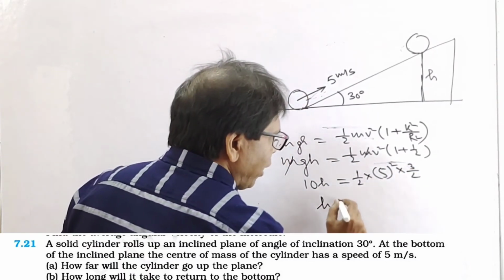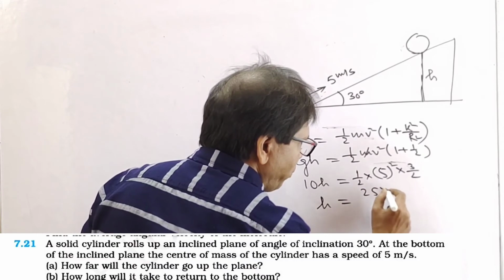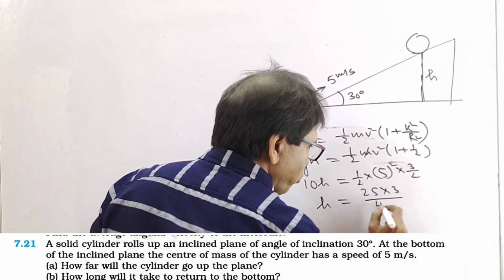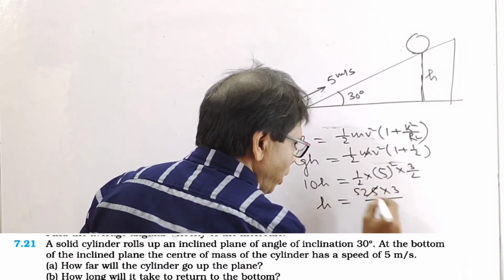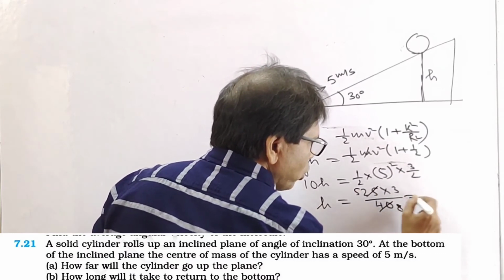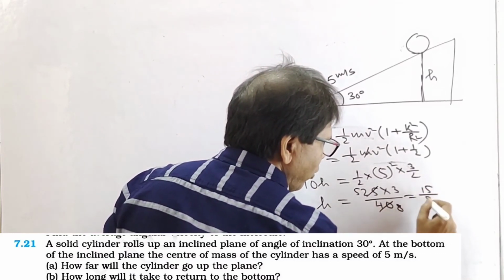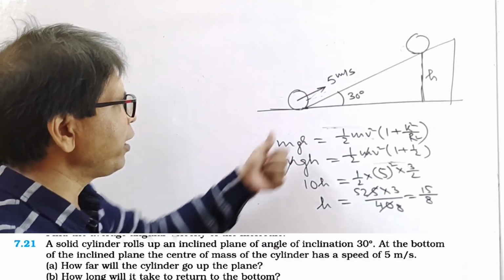So h equals 25 into 3 divided by 40. This is 5 and this is 8. So this is 15 by 8. Okay, understood? Now distance covered.